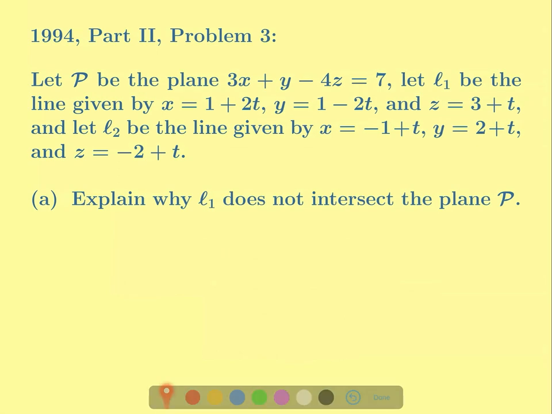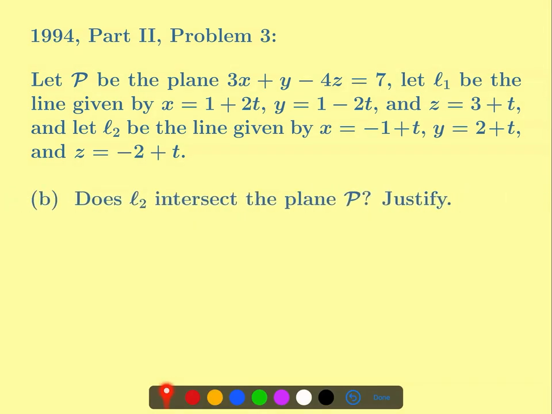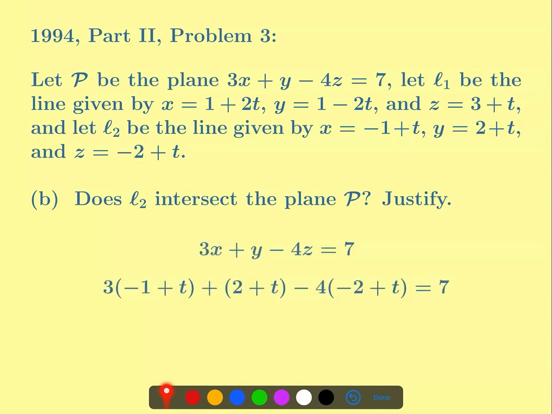So let's look at the next question. Does L2 intersect the plane? Well, we want to do the same thing. We have to try a point on L2 given by these equations and put that into the plane. So in this equation for the plane, I get 3 times the x from here, the minus 1 plus t, plus the y, the 2 plus t, minus the 4z, which was minus 2 plus t. Check the t again, we'll have 3t, plus t is 4t, minus 4t. So those will all cancel again.